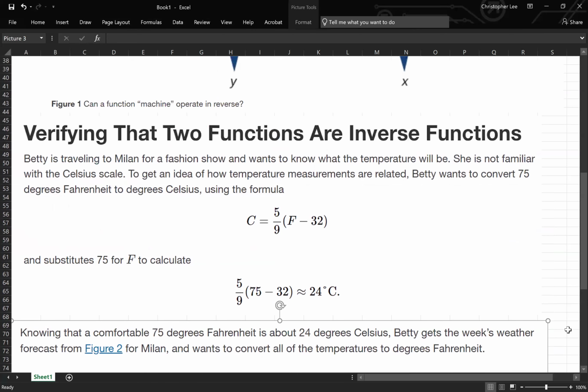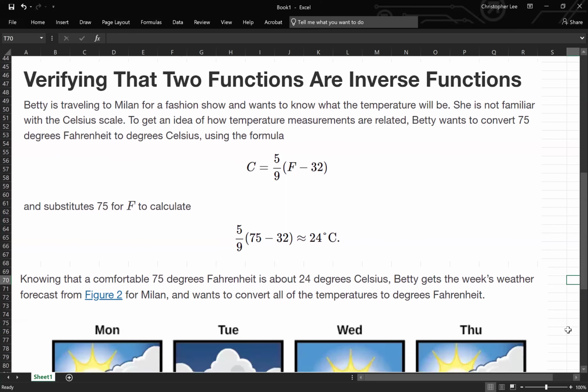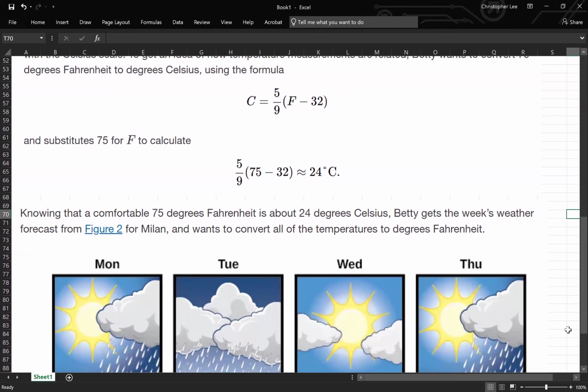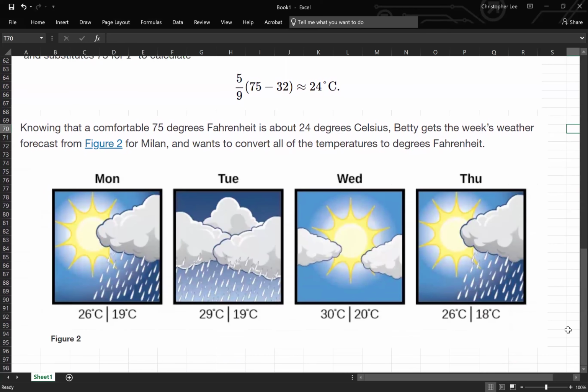All right. So knowing that a comfortable 75 degrees Fahrenheit is about 24 degrees Celsius, Betty gets the week's weather forecast from the figure, right? From Milan, and wants to convert all the temperatures to degrees Fahrenheit. So here we go. We got Monday, a little bit of rain. We got 26 degrees Celsius in the day, 19 in the night. Tuesday, 29, etc. You get the idea, right?